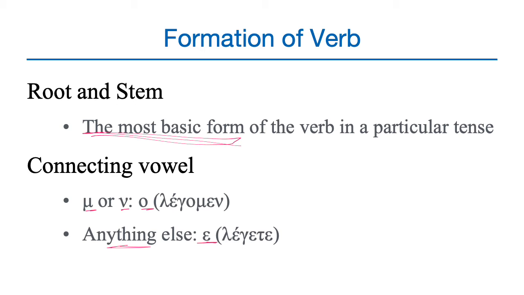Let me repeat myself. If the personal ending begins with a mu or a nu, the connecting vowel is what? Omicron, you are right. If it begins with anything other than mu or nu, the connecting vowel is what? Epsilon, you are correct. Thank you. So you have legomen and you have legete.